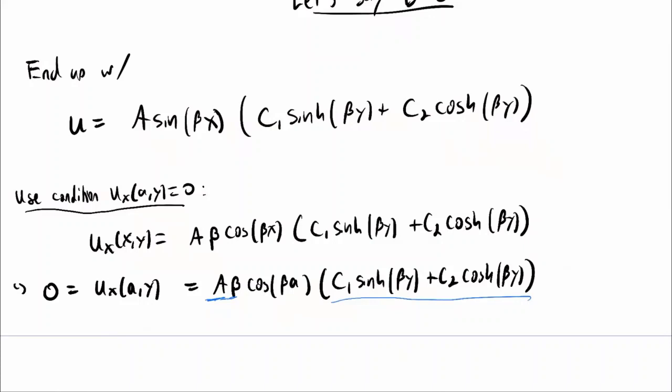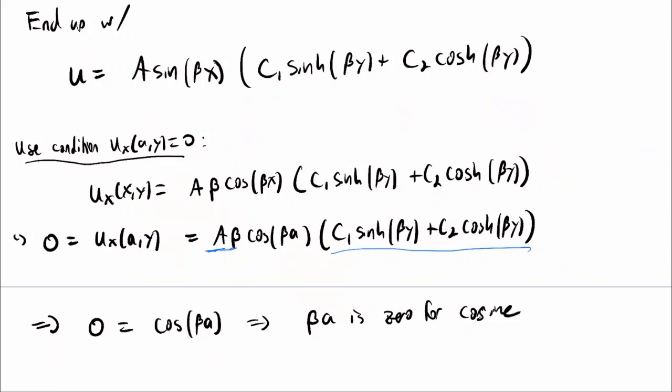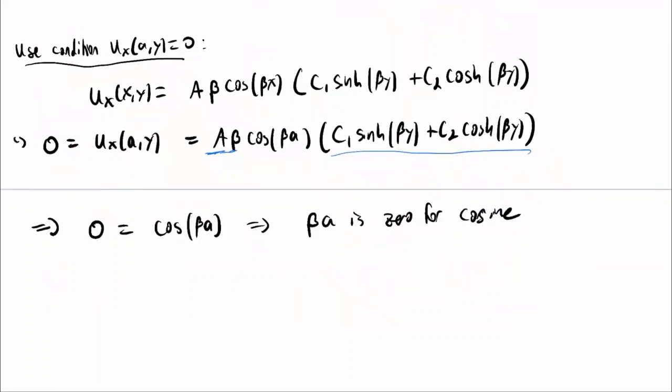And so if I divide by the terms that I've underlined in blue, this tells me that I need to have 0 equal to cosine of beta a, right? And so this tells me that whatever beta is, beta times a is a zero of cosine. But we know what the zeros of cosine are. Remember, the zeros of cosine are given by odd multiples of pi over 2.